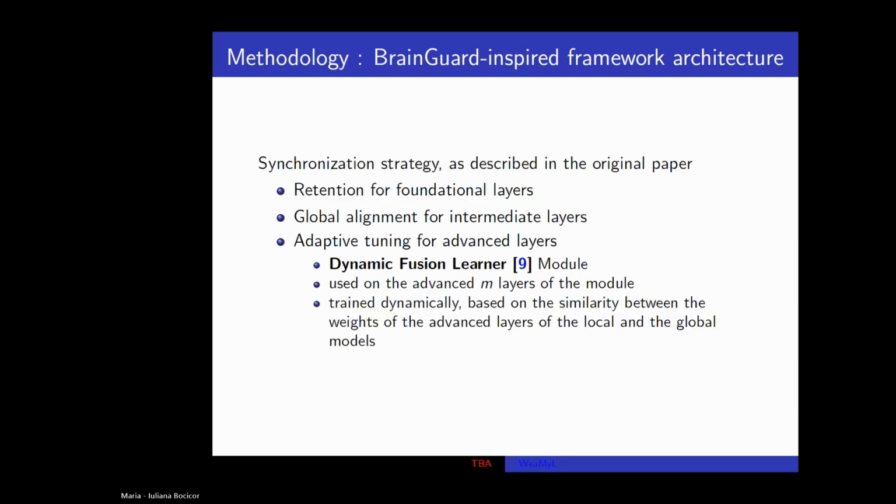So for the synchronization strategy, we use the same one as they described. They keep the foundation layers the same. They basically copy the intermediate layers, and they used some adaptive tuning for advanced layers. So here is a dynamic fusion learner module, and this is used for the advanced M layers of the model, where M is a fixed number. It is trained dynamically based on the similarity between the weights of the layers of the previous round's global and local models.